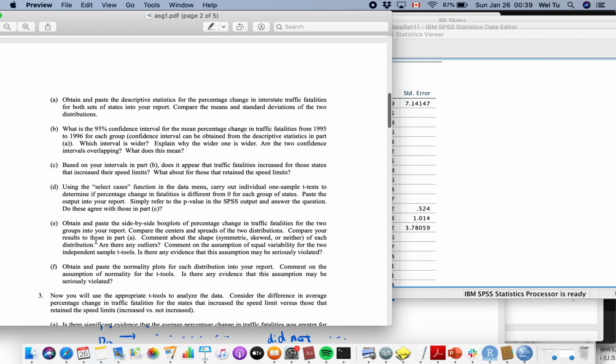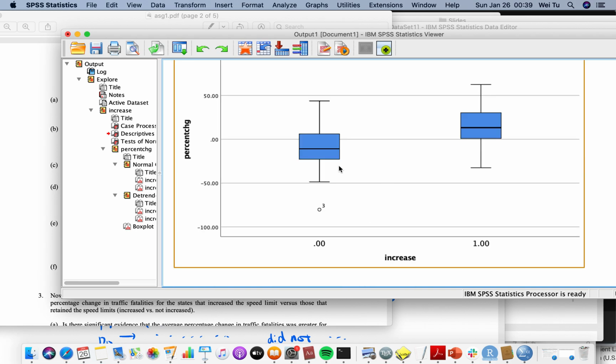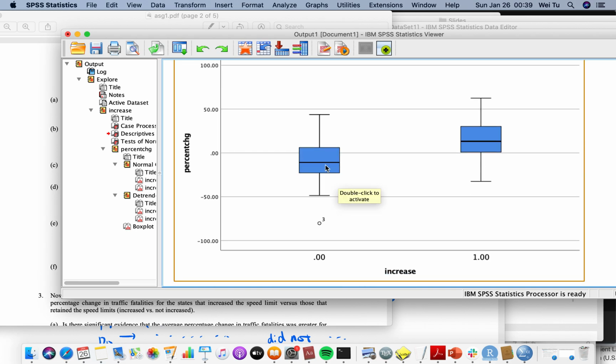For E and F, so for E, the box plot, we take a look here. When they ask you to compare the center and spread, for center here we have median, so the yes group has a larger median. For spread we have IQR, and the IQR looks quite similar for these two groups. For the shape, this one's a little bit left skewed because of this outlier. This one is quite symmetric, and we have one outlier here, the third data point, which is the DC.